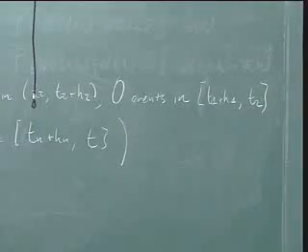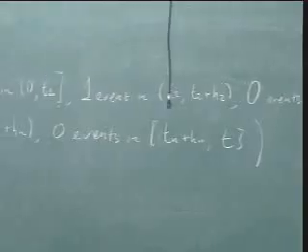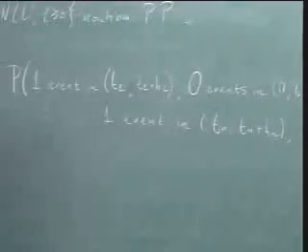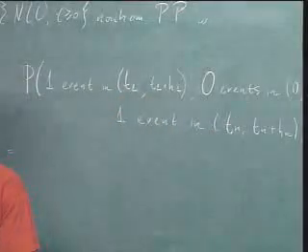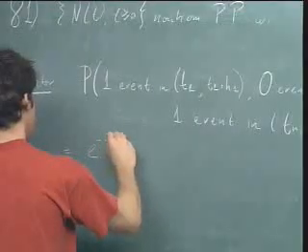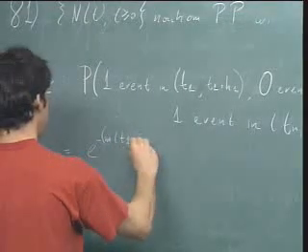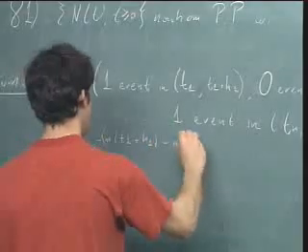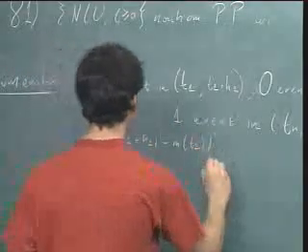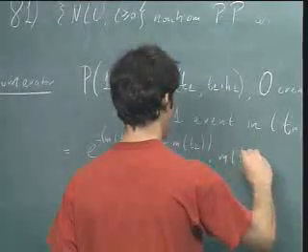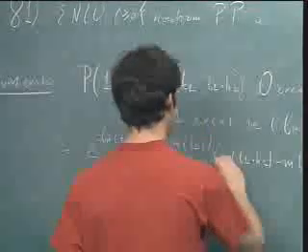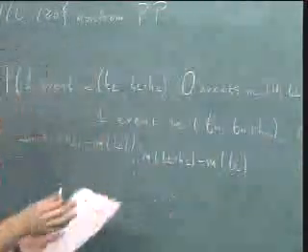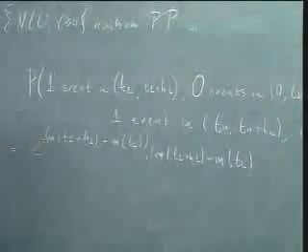Now we know that we have independent increments. We do not have homogeneous increments, but we do have independent increments. So we want one event in this interval. So what is the probability of this? Well, it's e to the minus m of t1 plus h1 minus m of t1, times m of t1 plus h1 minus m of t1, raised to the first power divided by 1 factorial. We don't need to worry about that.